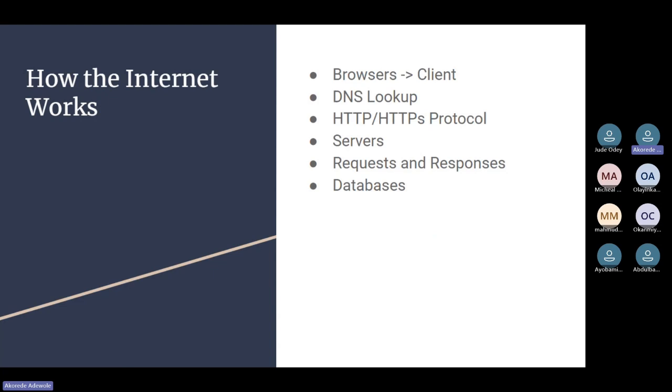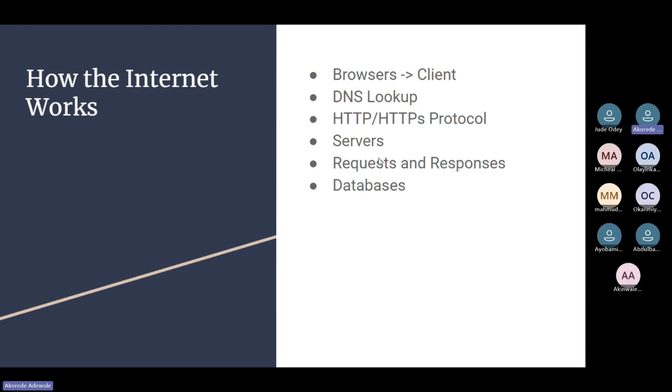Okay, so we basically talked about how the internet works, and we can summarize it into 4 basic points. Number 1 is your client, number 2 is server, number 3 is database, and number 4, requests and responses. It's scattered on this page you're looking at, but let's just talk about it one by one. The first thing is the client. Your browser is the client. Number 2, the server.